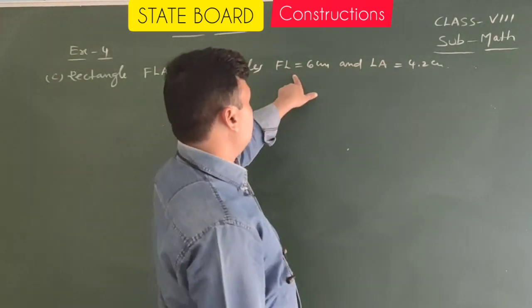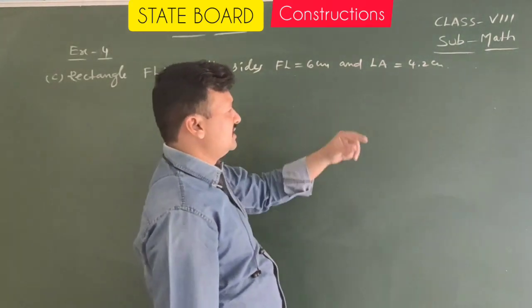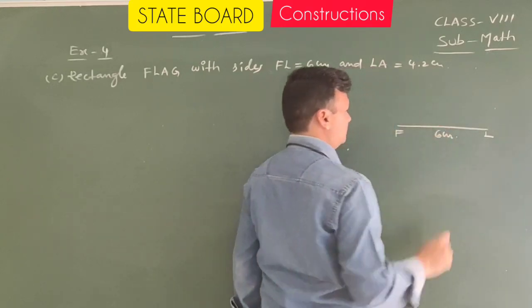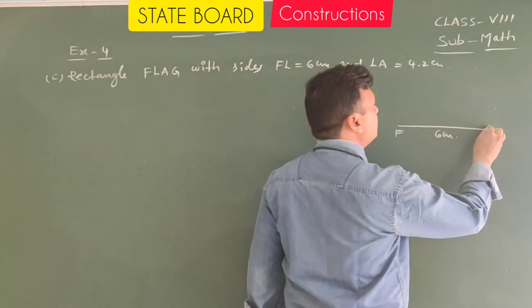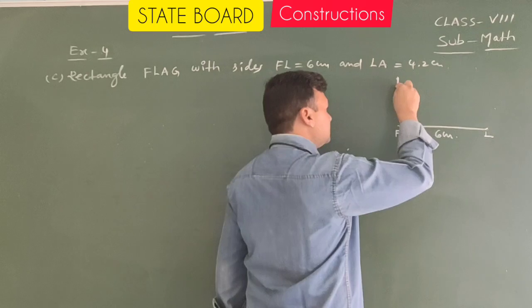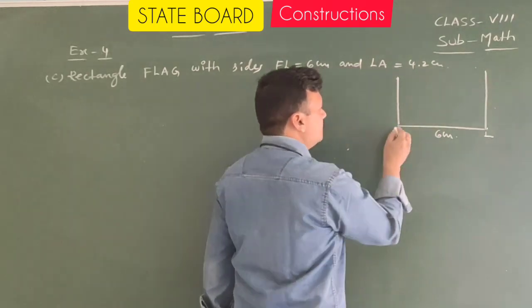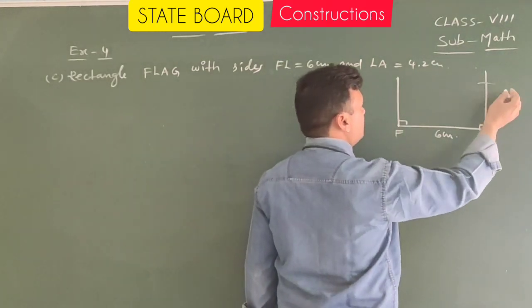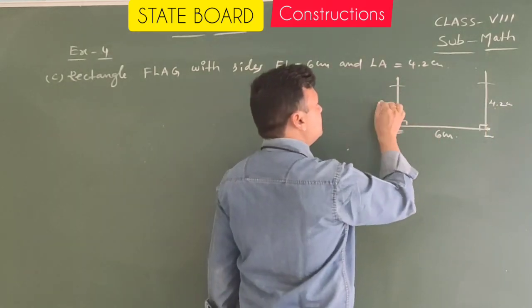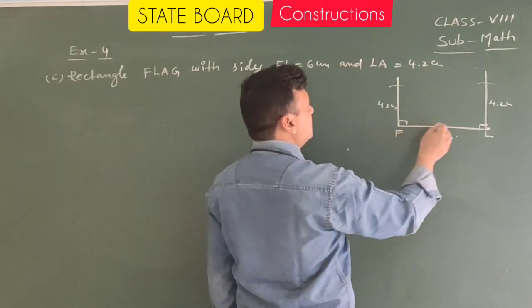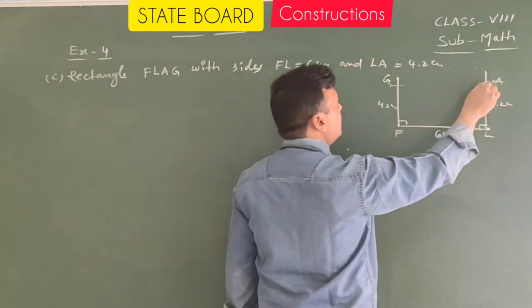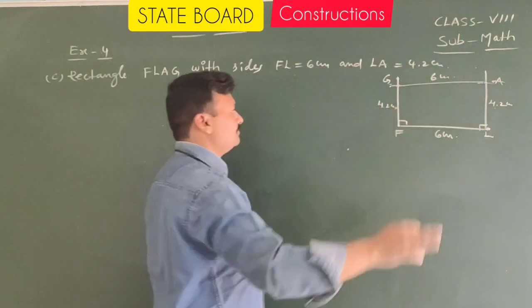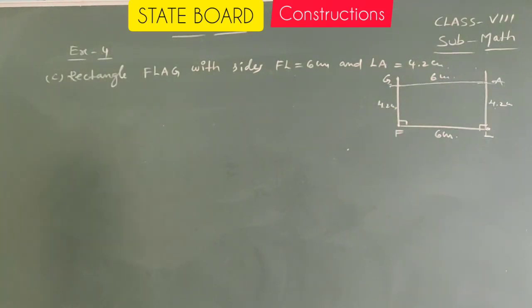So here for the construction of rectangle FLAG with the sides FL equal to 6 and LA equal to 4.2. For the construction of rectangle, two measurements enough. First one, FL 6 centimeters. Next, LA. Here, we need to construct 90 degrees with F as center and with L as center. Now LA is 4.2. With L as center, draw an arc of 4.2 centimeters. With F as center, same 4.2 centimeters. Opposite sides are equal in a rectangle. So here, now with G or A as center, draw an arc of 6 cm. Otherwise, join G and A. Then we will get 6 centimeters only. This is the required construction of a rectangle.